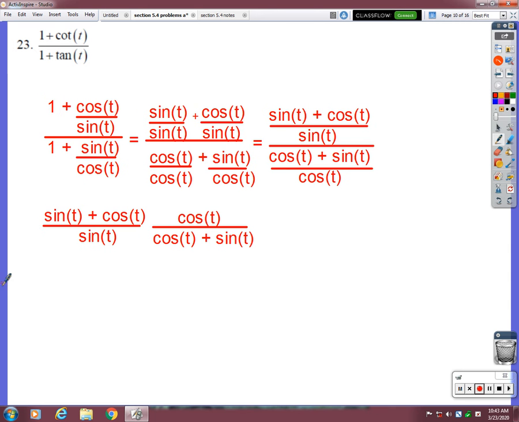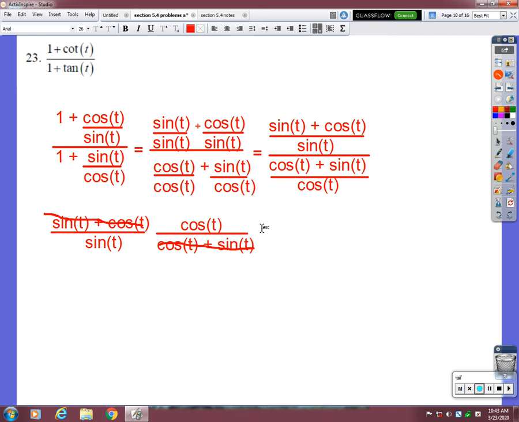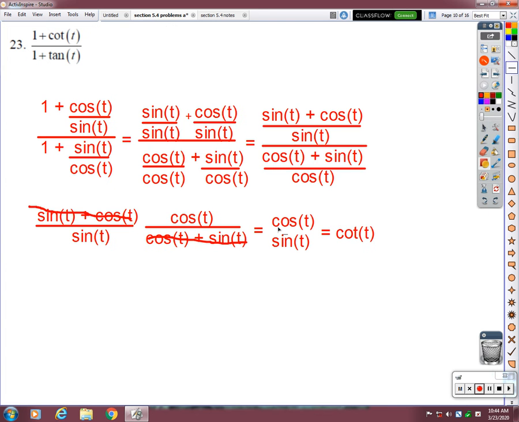Hopefully you can see where we're headed with this. And where we are headed with this is that now this and this both cancel. And so that leaves us with the simple fraction cosine over sine, which we can then write as, that must be cotangent. And we're done with that. Okay.